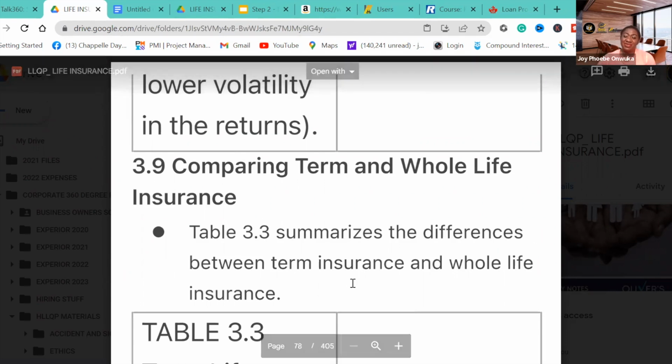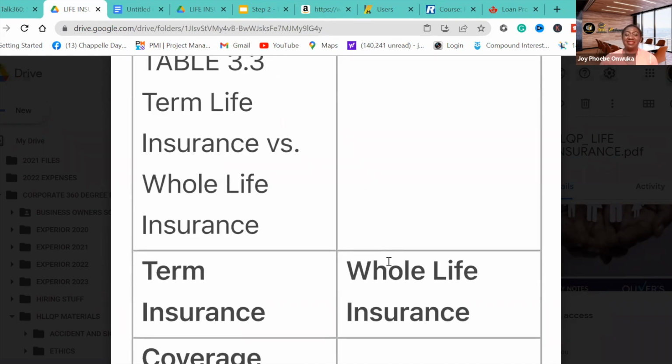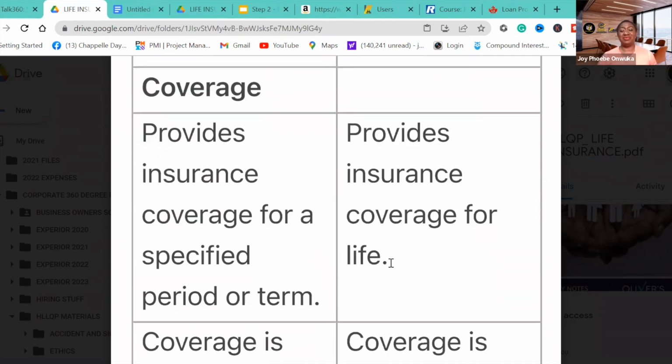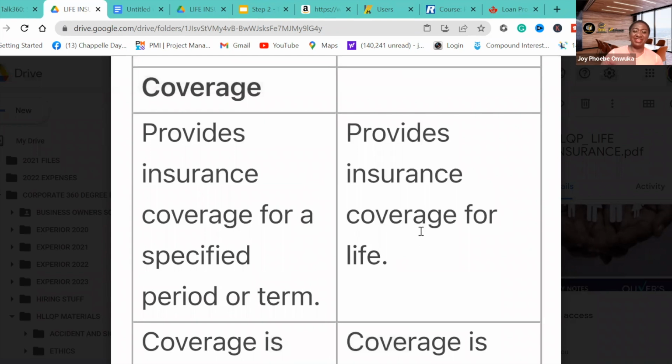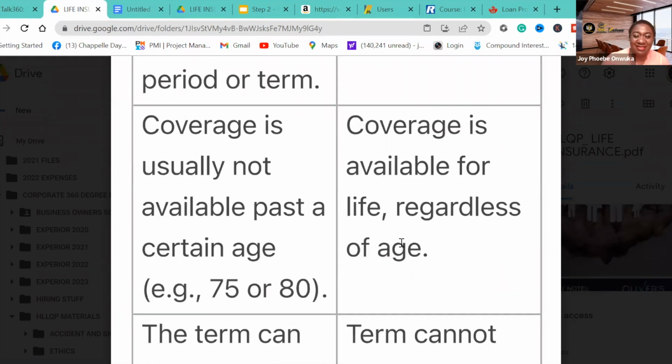Summarize the difference between term insurance and whole life. Term insurance provides insurance coverage for a specified period of time. However, whole life insurance provides for a lifetime.